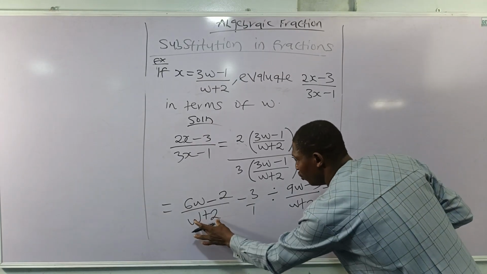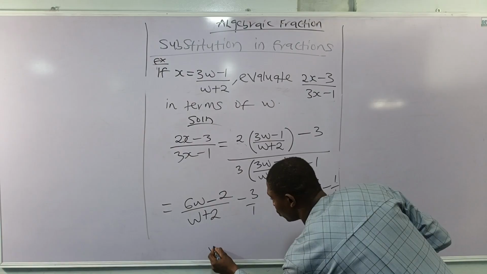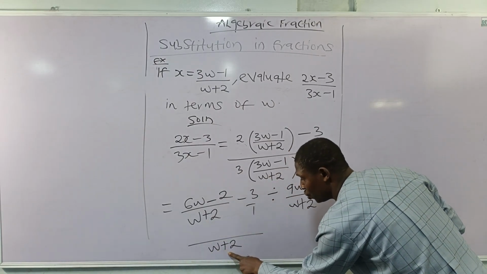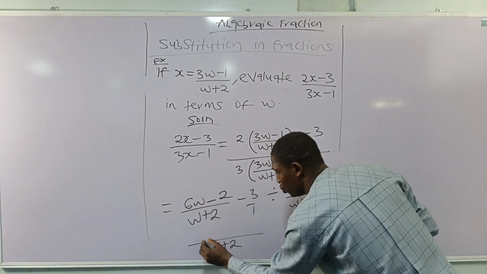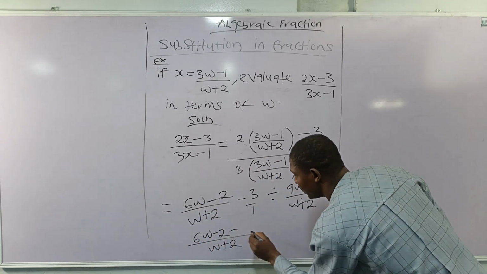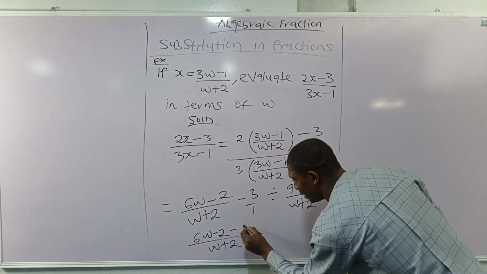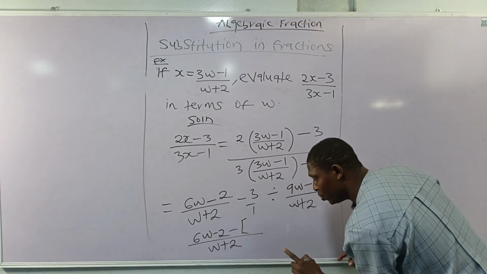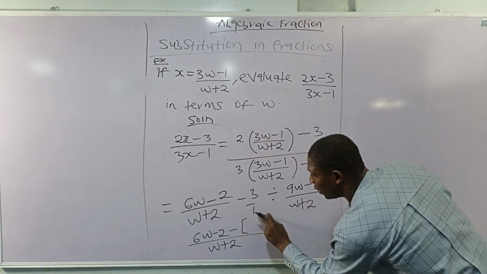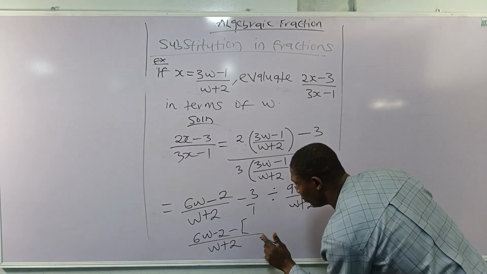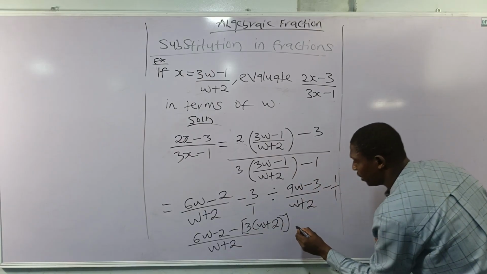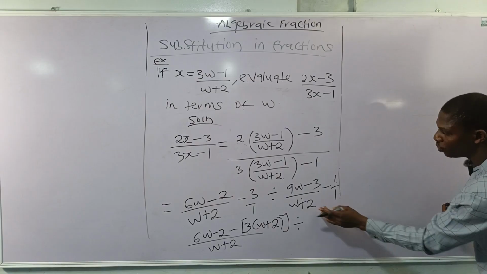Now, my LCM of w plus 2 and 1 will give me w plus 2 all over. W plus 2 divided by w plus 2 will give me 1. And 1 times 6w minus 2 will give me 6w minus 2. I'll put my negative sign, and since this is negative, I'll use my square bracket. Always use it whenever there is a negative sign when you want to substitute. Now 1 into w plus 2 will give me w plus 2. So I have 3 brackets w plus 2.